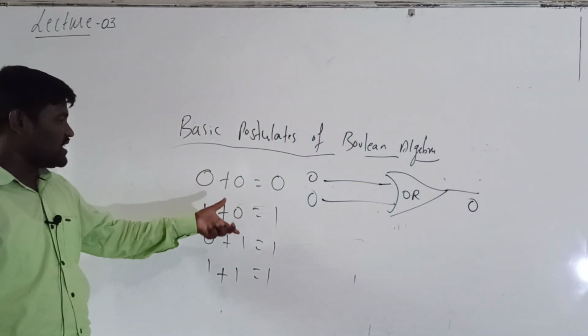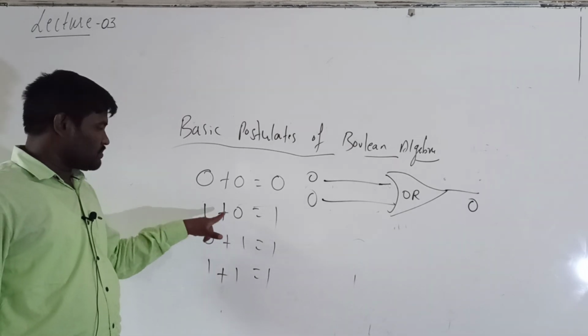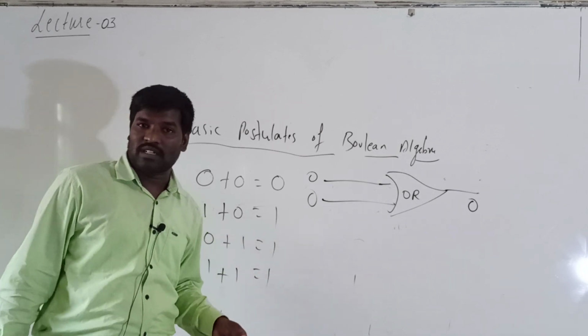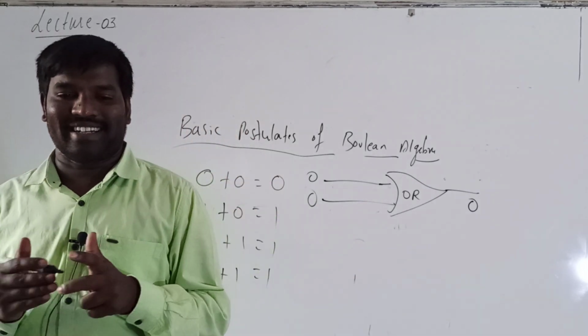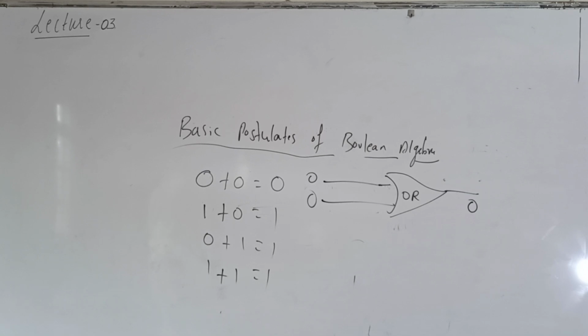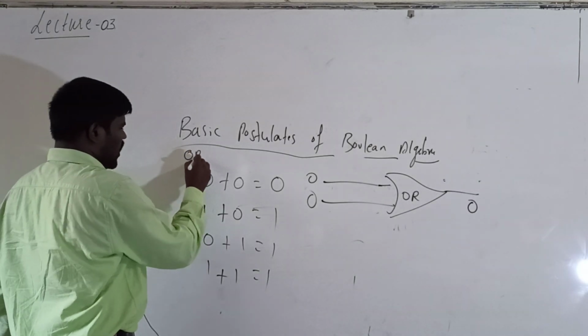In the same way, you can draw 1 plus 0 is equal to 1. In the same way, 0 plus 1. In the same way, 1 plus 1. So every time you can take two inputs and apply the OR gate. Okay. So this is the OR relation.